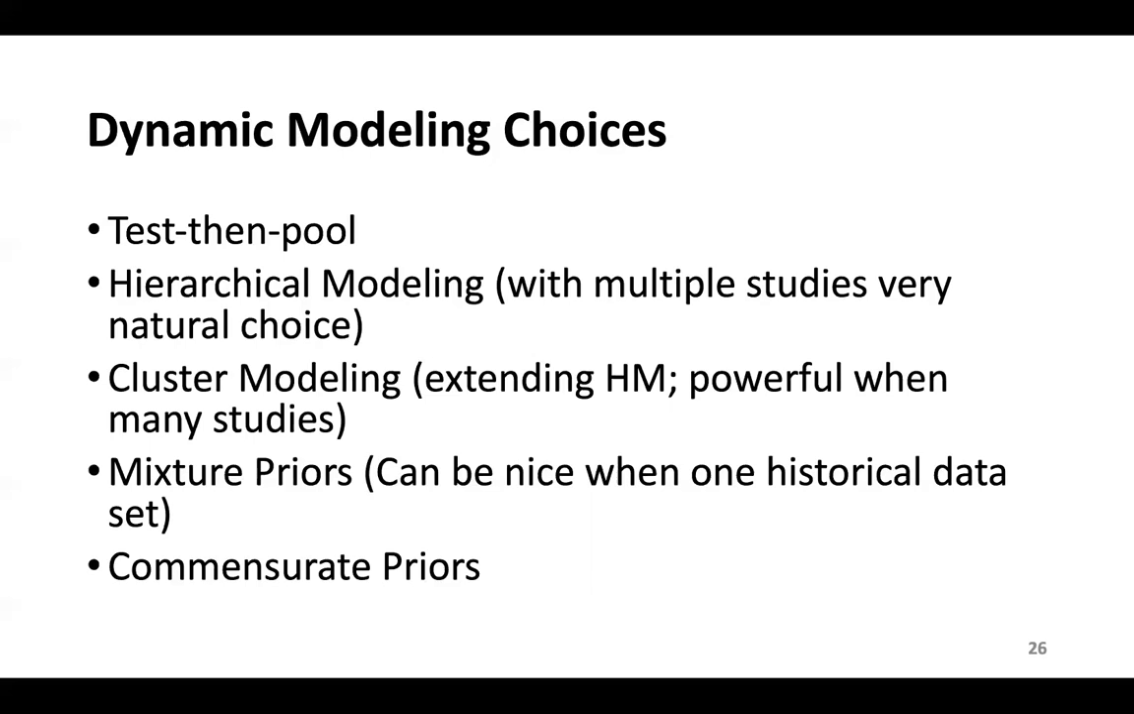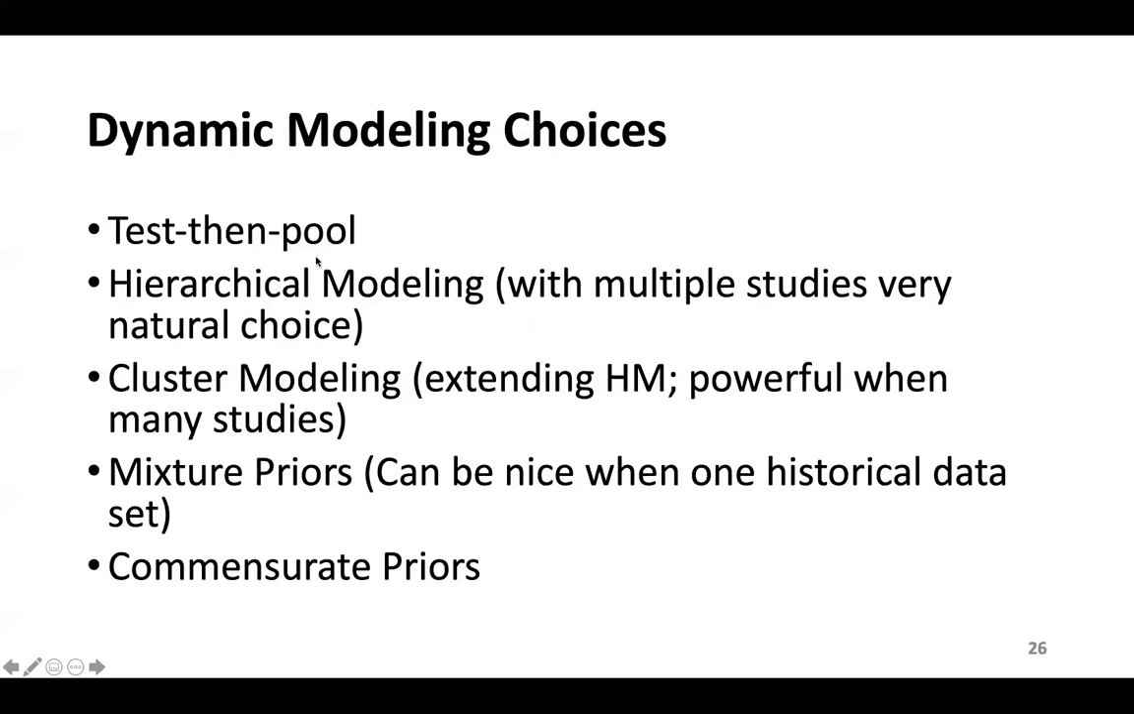Mixture priors are where you model the new control as some probability it's exactly equal to the old control, and then some probability it's measuring something else. This is a mixture of a continuous distribution for that control and a discrete point at them being exactly equal. This is dynamic, and it works really quite well if you only have a single historical data set.